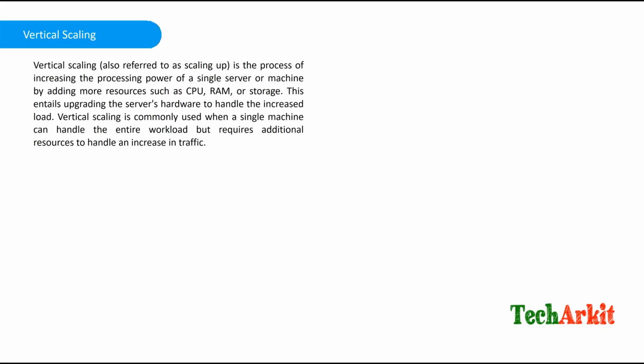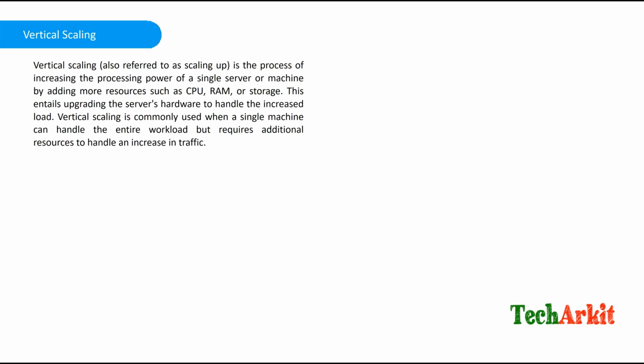So first of all, vertical scaling. Vertical scaling, also referred to as scaling up, is the process of increasing the processing power of a single server or machine by adding more resources such as CPU, RAM, or storage. This entails upgrading the server's hardware to handle the increased load.